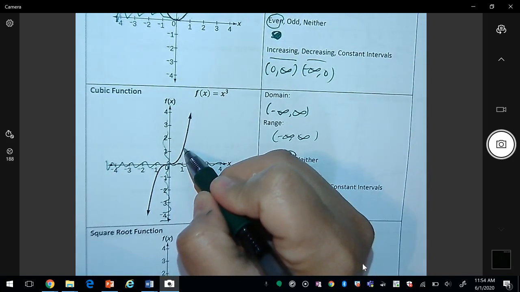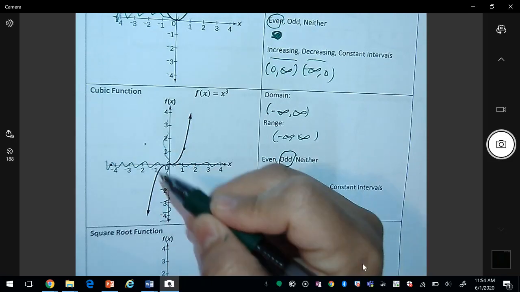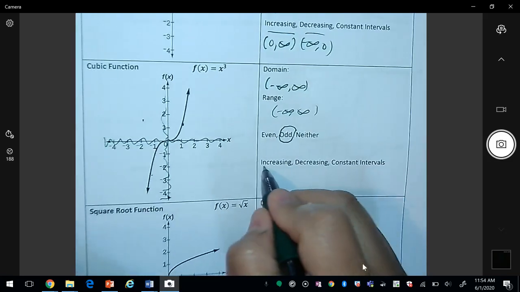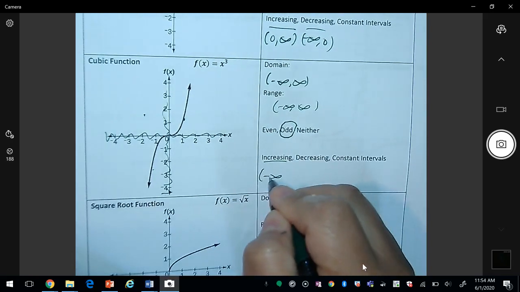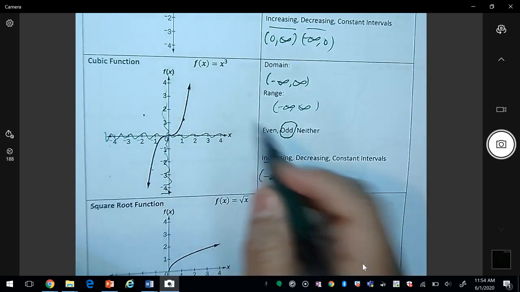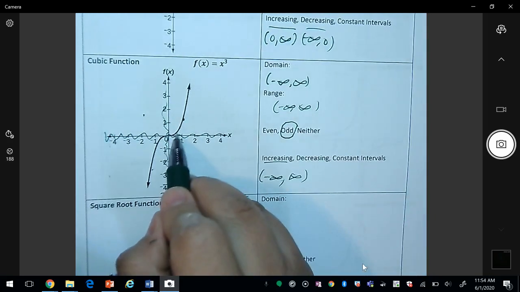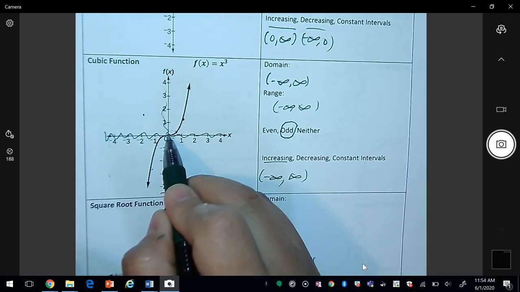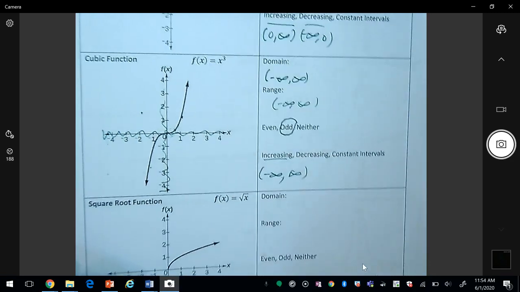If you fold on the y-axis, this will land on here, and then on the x-axis, it will land on here. This is increasing from negative infinity, so from negative infinity here, all the way to positive infinity. This part here looks like it might be constant, but if we zoom in, the graph actually keeps increasing.